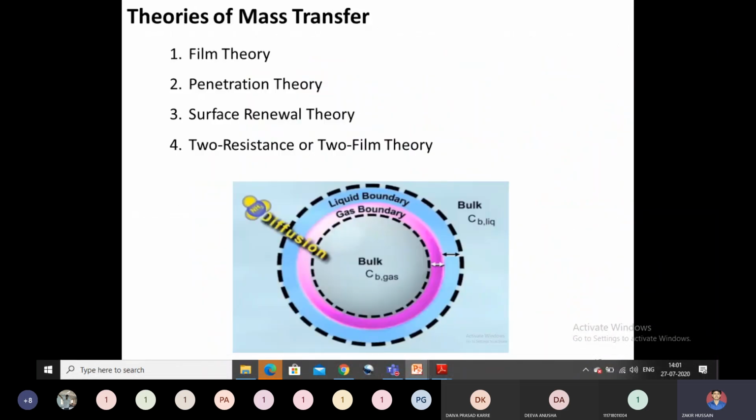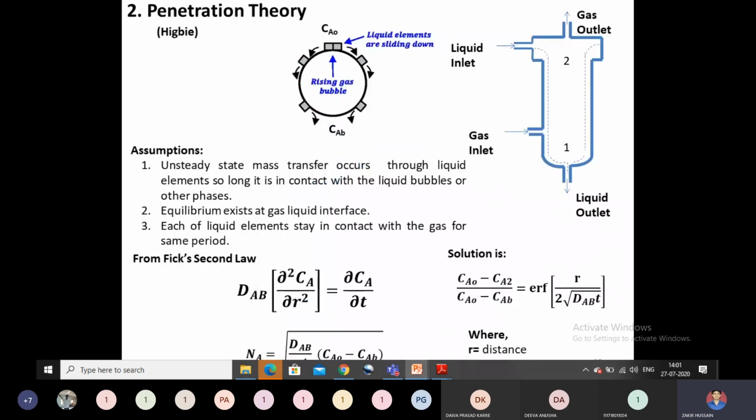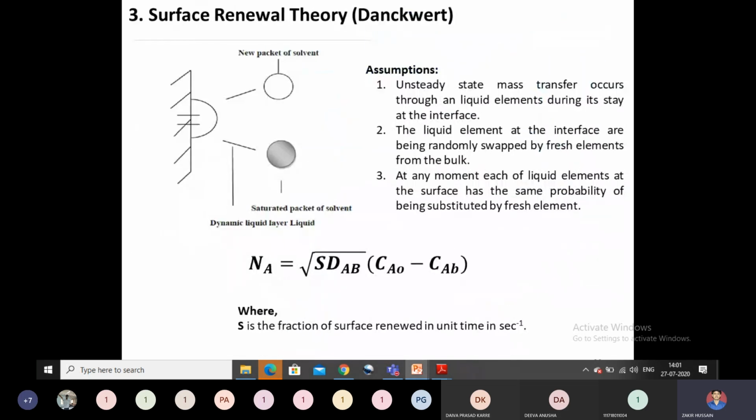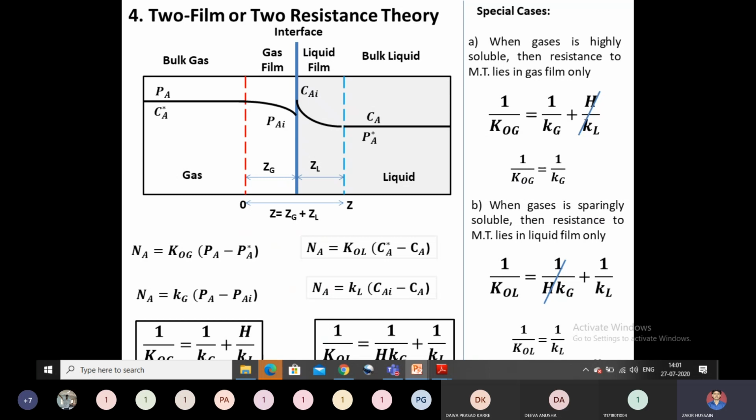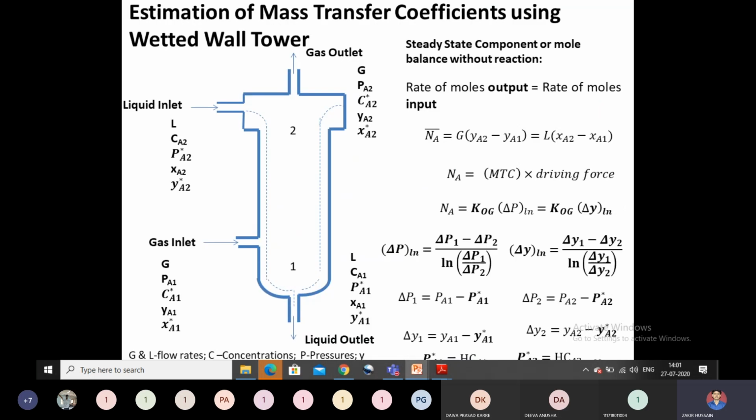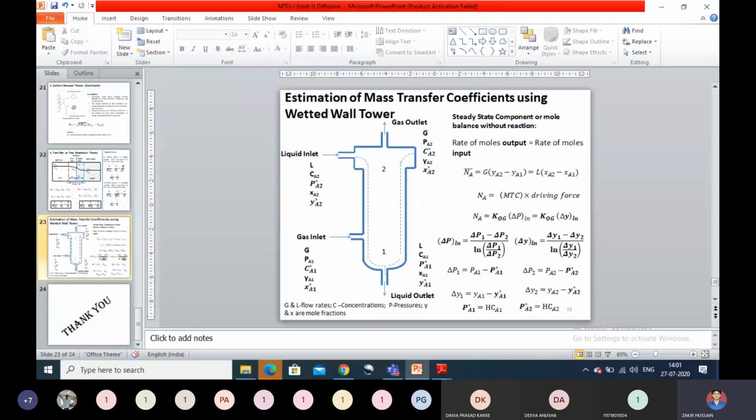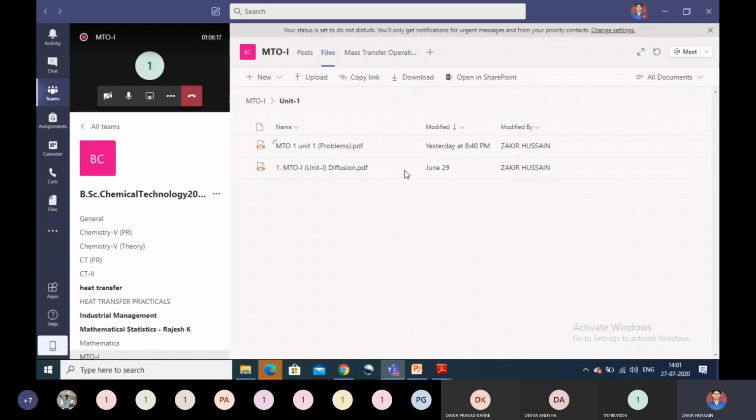Theories, we already described just now. Once we complete this first unit, only two topics are left: two film theory and the wetted wall tower. Once we complete this, I will share this PPT also; you can go through this one. Once again, if you have any doubt, just ask me. Otherwise, you can watch the videos through Microsoft Stream. That link is already provided there.